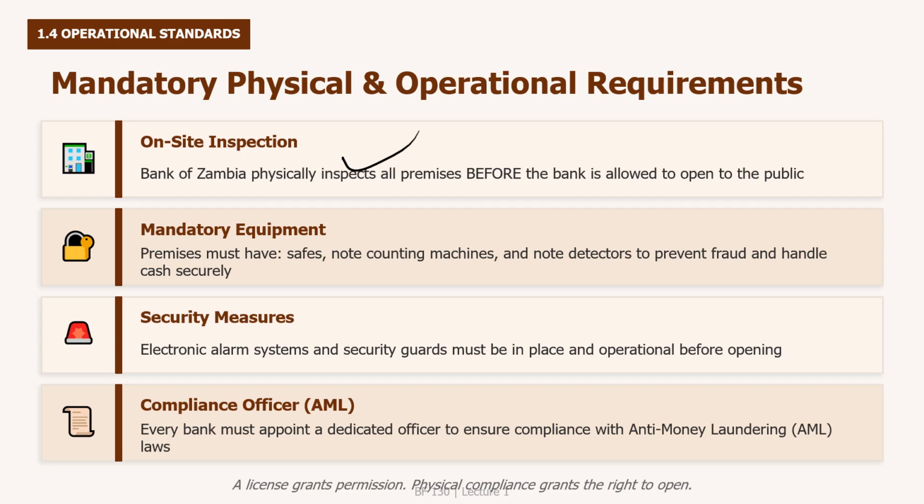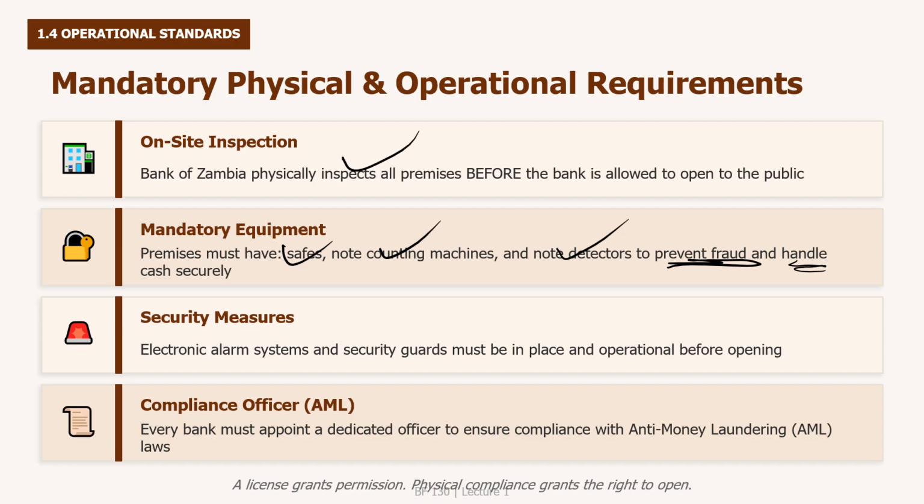Okay, the next is we are also looking for mandatory equipment. So in terms of the safes, we need them to be available. Counting machines, we need them. Note detectors to prevent fraud, obviously, and to handle cash securely. Those things would have to be present. Sorry. Especially for counters and detectors, it looks like they are so basic, right? But really, they're so critical for preventing fraud. And remember that this is one of the biggest problems in the banking system right now, the issue of counterfeit currency. That's a big, big problem. So by doing that, it's a first line of defense, right?